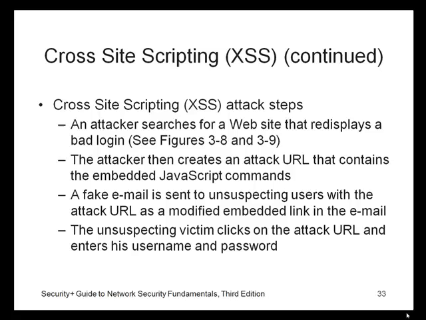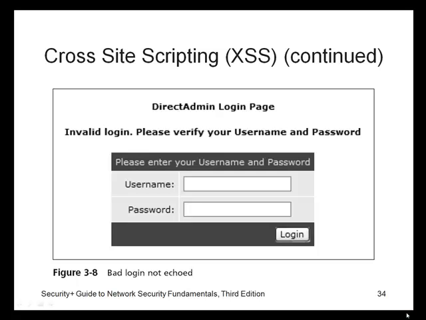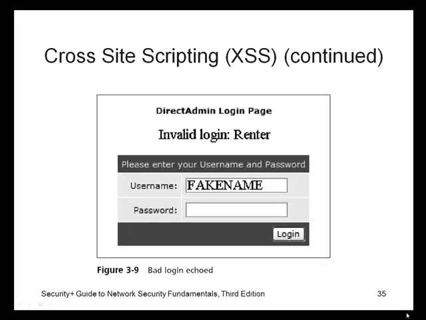Embedded code in a fake email: the unsuspecting victim clicks the attack URL and enters his name and password. There are a number of ways to do that, but each of them is trying to get information. The examples here: invalid login, please verify your username and password. You've got to put your username and password back in. The direct admin login page, the name is provided for you when it comes back. That's the echo that they were talking about in the previous slide.